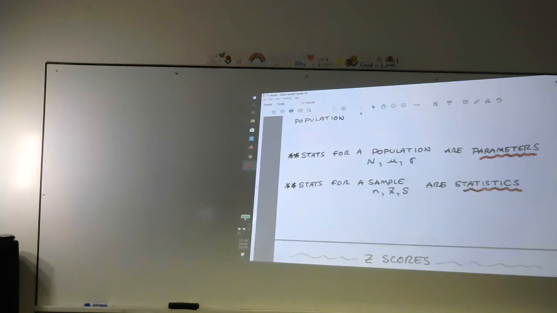And once again, am I going to get bent out of shape if you don't know the difference between statistics and parameters? Probably not, okay? You're going to see some of this terminology in your homework, and I think it would be helpful for you to know it.